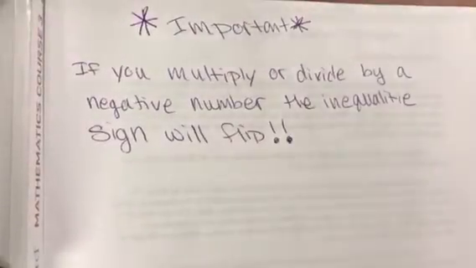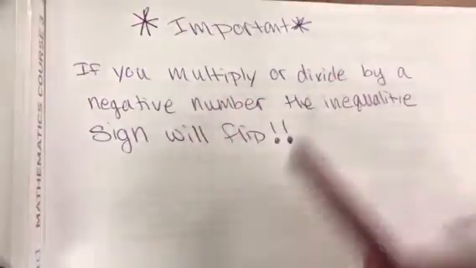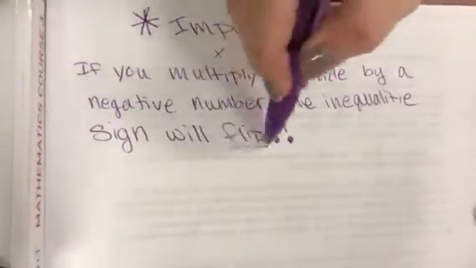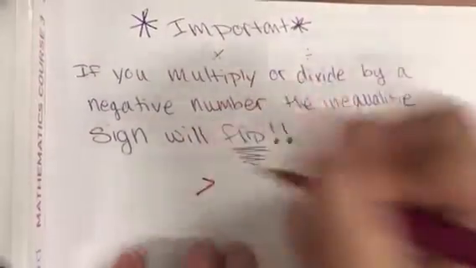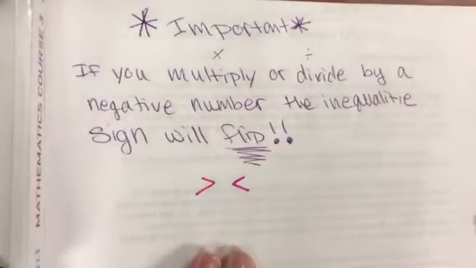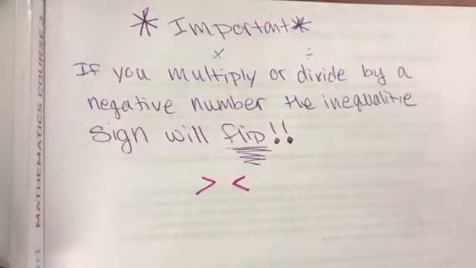However, there is one difference. This is important. If you multiply or divide by a negative number, the inequality sign will flip. So if it is greater than, it becomes less than. It flip-flopped. So that's what it is if you multiply or divide by a negative. If I have a -3 and it goes across that inequality sign, my sign will flip.